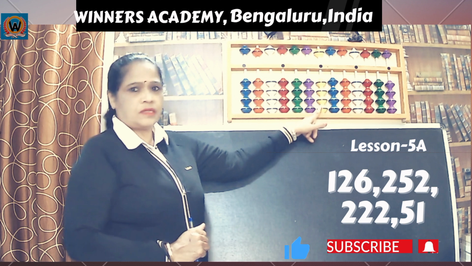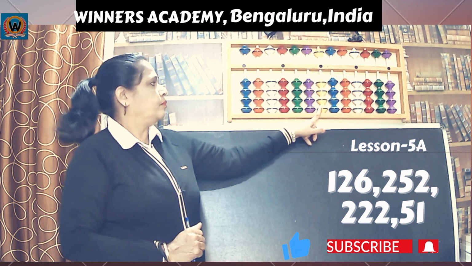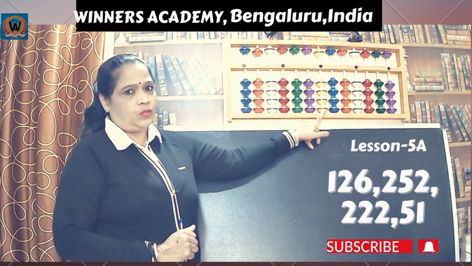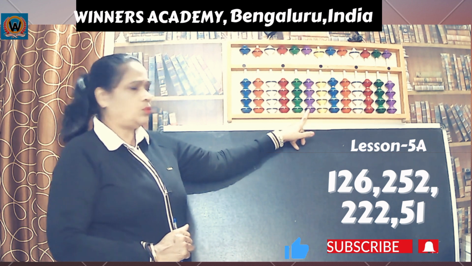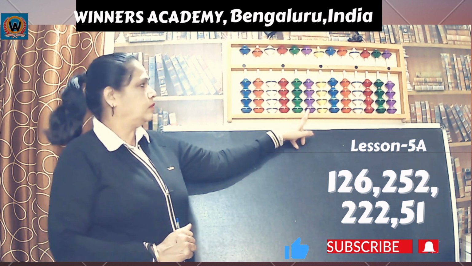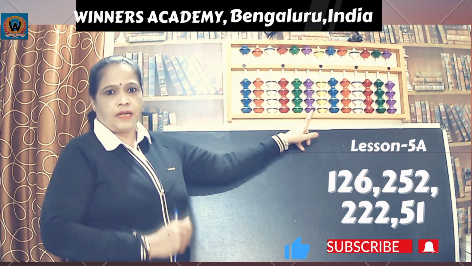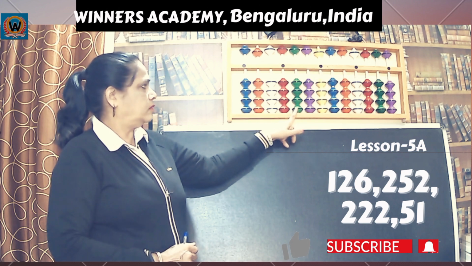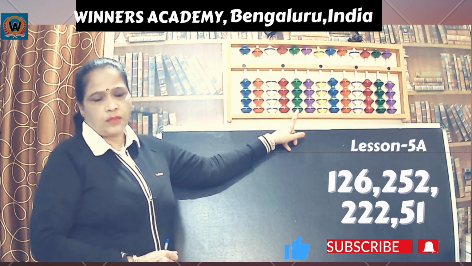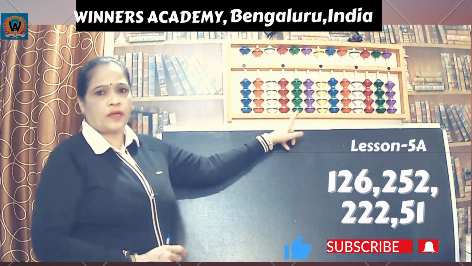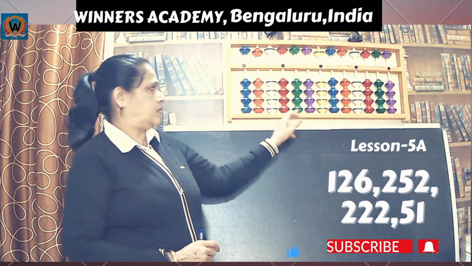House number 1, these are the yellow beads that you can see. This is house number 1. We have the numbers 1 to 9. This is house number 2, the purple beads you can see here. That is 10 to 90 we have. And the next one is house number 3, that is hundreds place. You can see the green beads over here. So this is hundreds place.